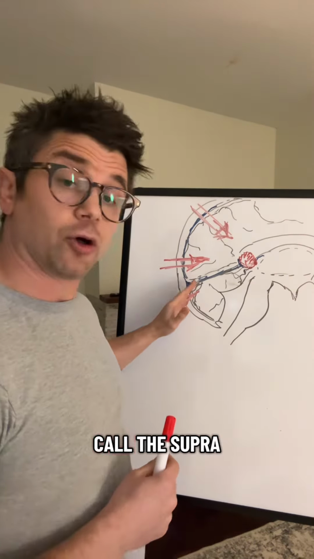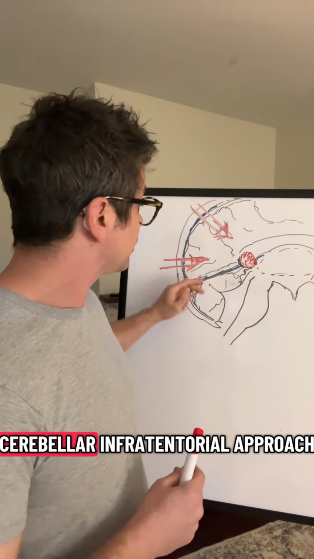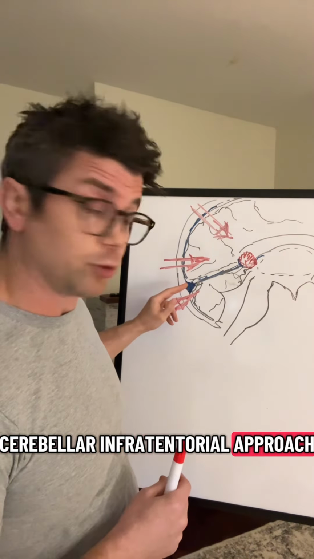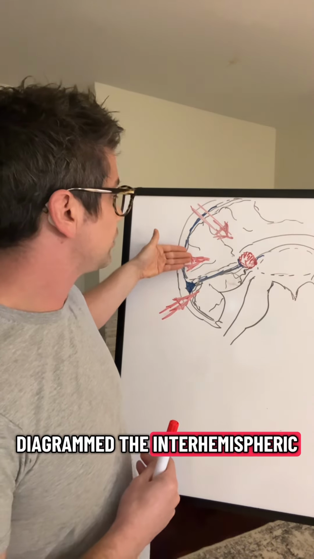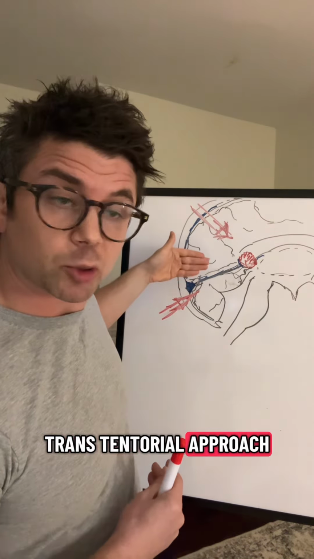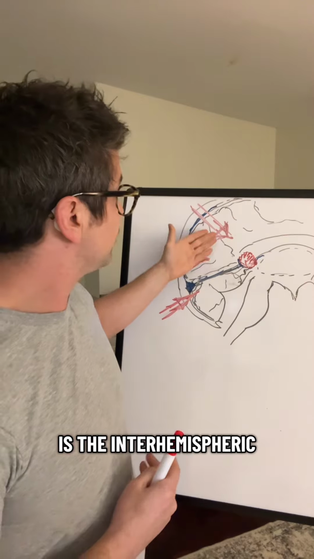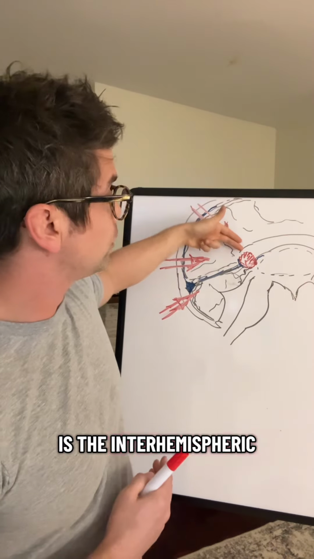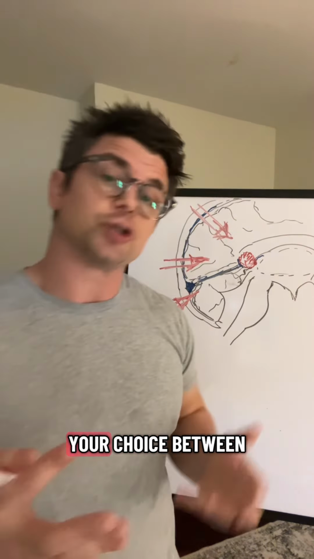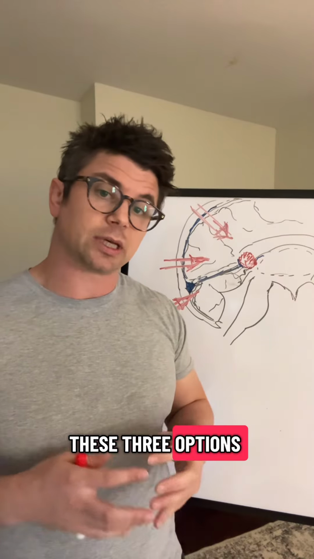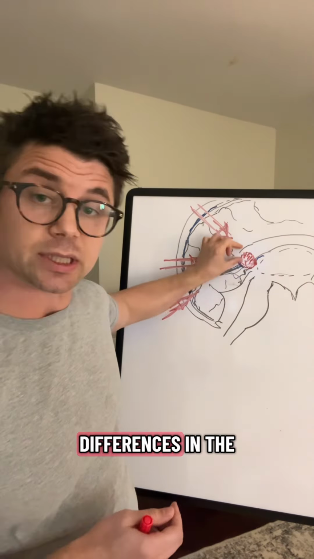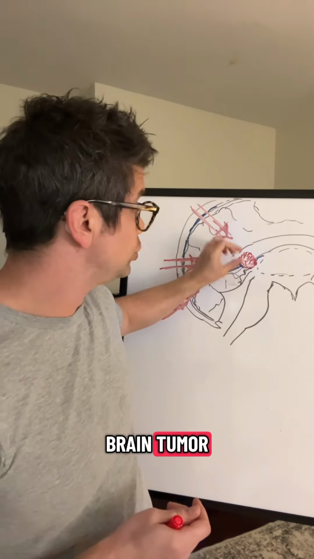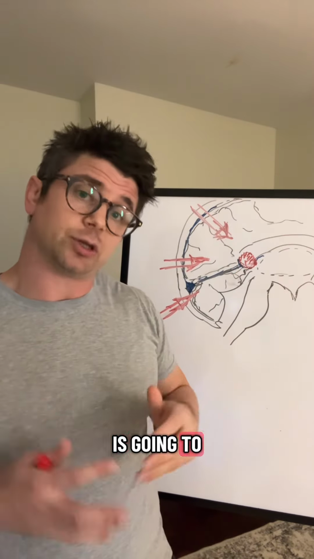There is what we call the supracerebellar infratentorial approach. Right here, I diagrammed the interhemispheric transtentorial approach. And then there is the interhemispheric transsplenial approach. Your choice between these three options takes into account very subtle differences in the location of this brain tumor and what anatomy is going to be in your way.